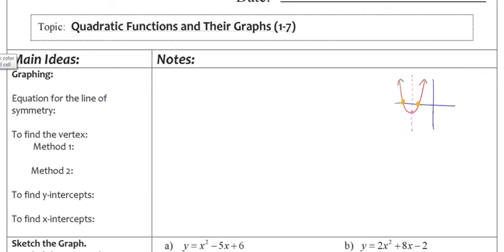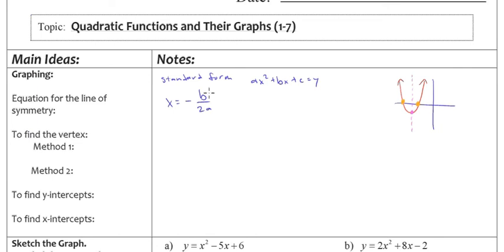So your equation for the line of symmetry, when it is in standard form or general form, you'd hear that. That is your ax squared plus bx plus c equals y. And when it's in this form, your equation for the line of symmetry is going to be that x is equal to negative b over 2a.